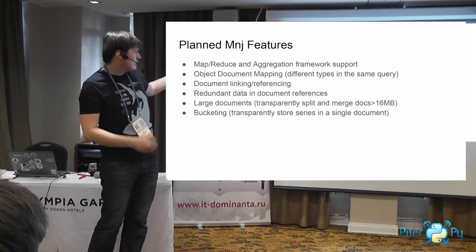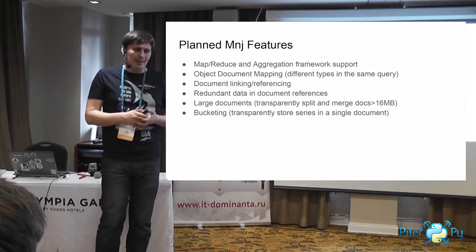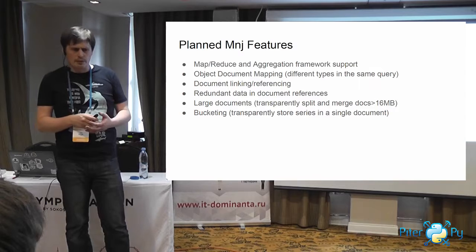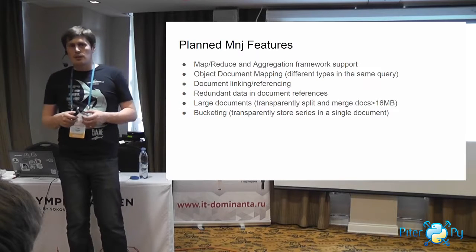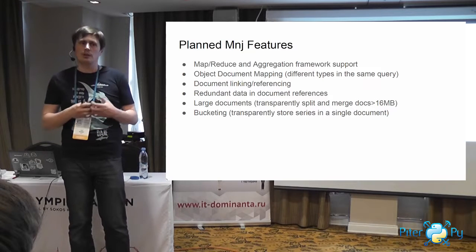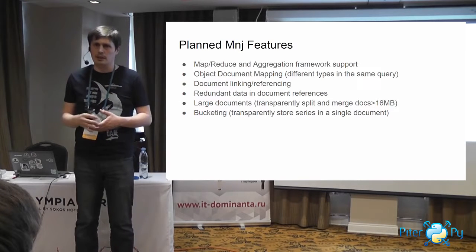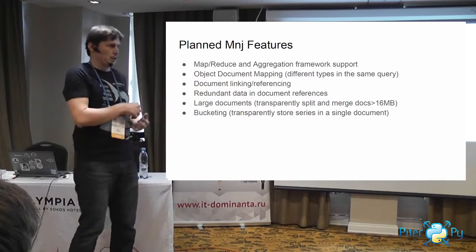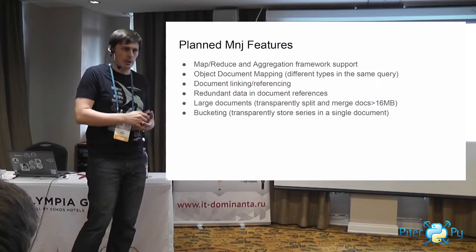Okay, MapReduce, I said about it. Object document mapping. Yeah, we would like to implement that feature, which I think is lacking in MongoEngine, like querying a collection that stores documents of different types, and restoring the instances of the correct type from that collection in one output. Like in one query set, you can receive any type of object you like.